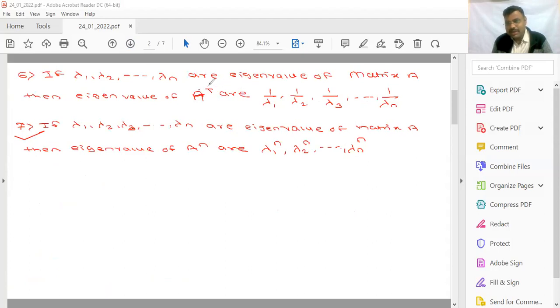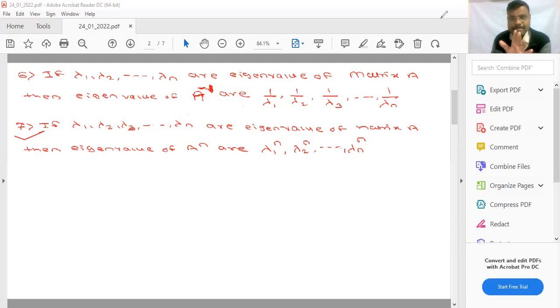Here it should be A inverse, not A transpose. Yes, sir, it is A inverse. Just change it to A inverse. Sorry for the inconvenience. It is not A transpose, it is A inverse. Everyone make this correction: it is A inverse, not transpose. The eigenvalue of A and the eigenvalue of A transpose are the same. Okay, just one change here.